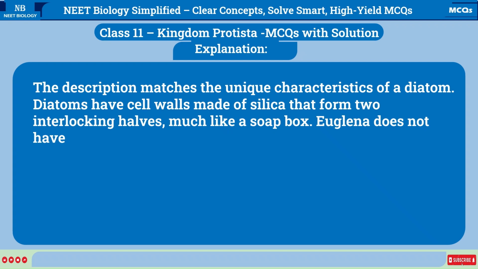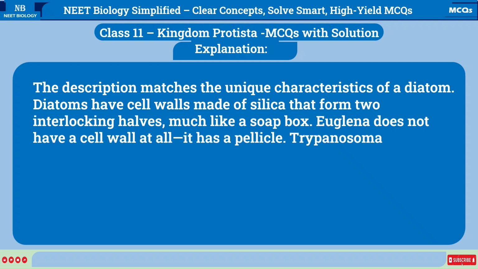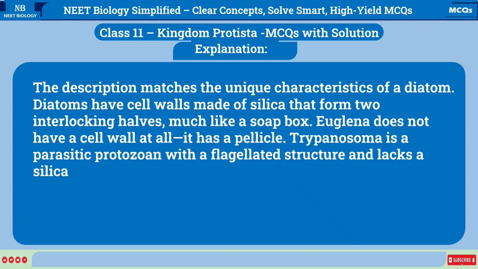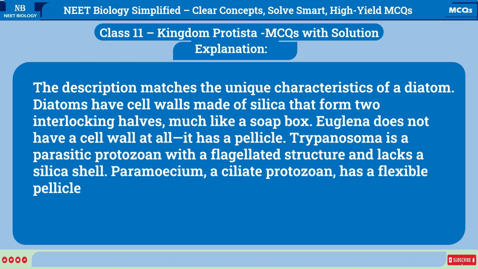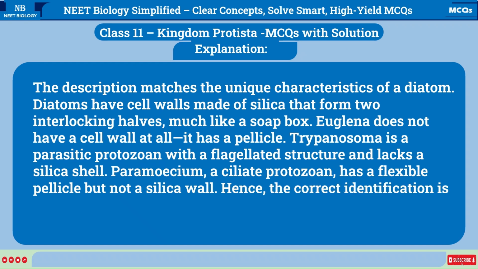Euglena does not have a cell wall at all, it has a pellicle. Trypanosoma is a parasitic protozoan with a flagellated structure and lacks a silica shell. Paramecium, a ciliate protozoan, has a flexible pellicle but not a silica wall. Hence, the correct identification is a diatom.